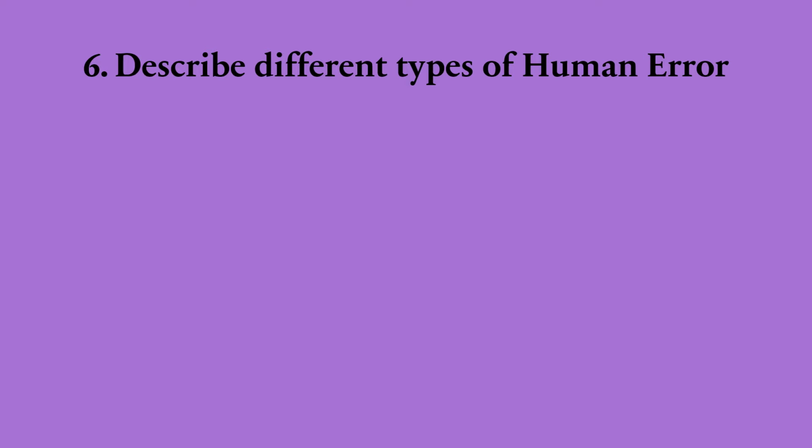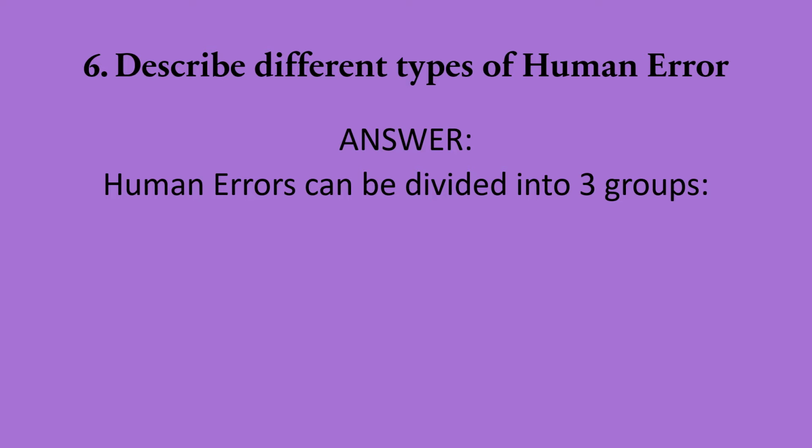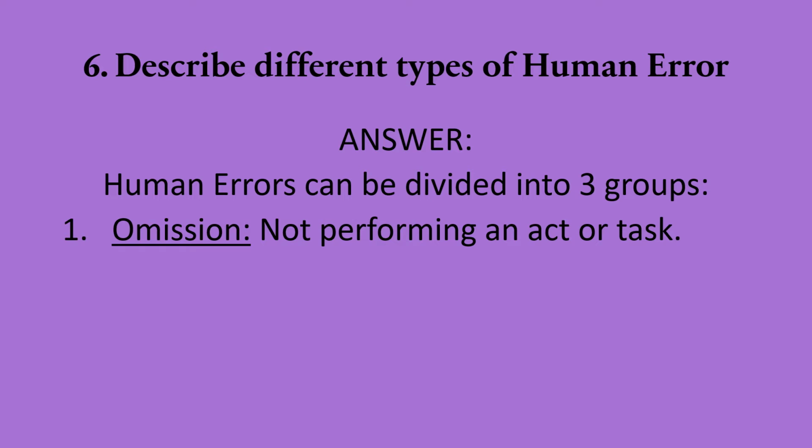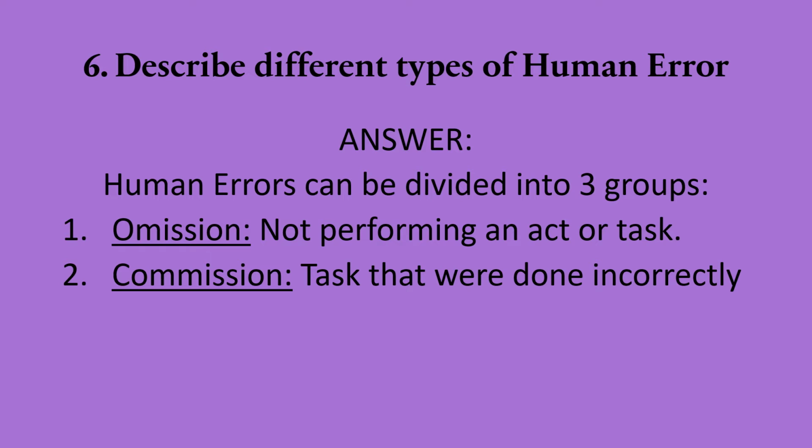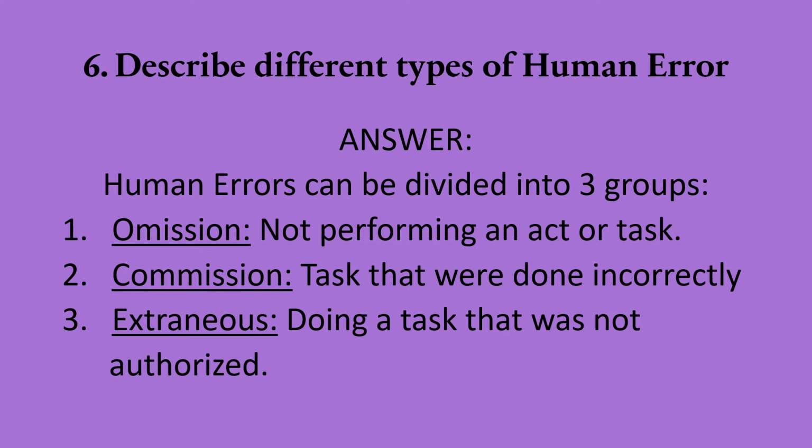Question number 6. Describe different types of human error. The answer is, human error can be divided into 3 groups: omission, commission, and extraneous. Omission is when the mechanic does not perform a task. Commission is when they perform a task, but they do it incorrectly. And extraneous, that's when they do a task that's not authorized to begin with.